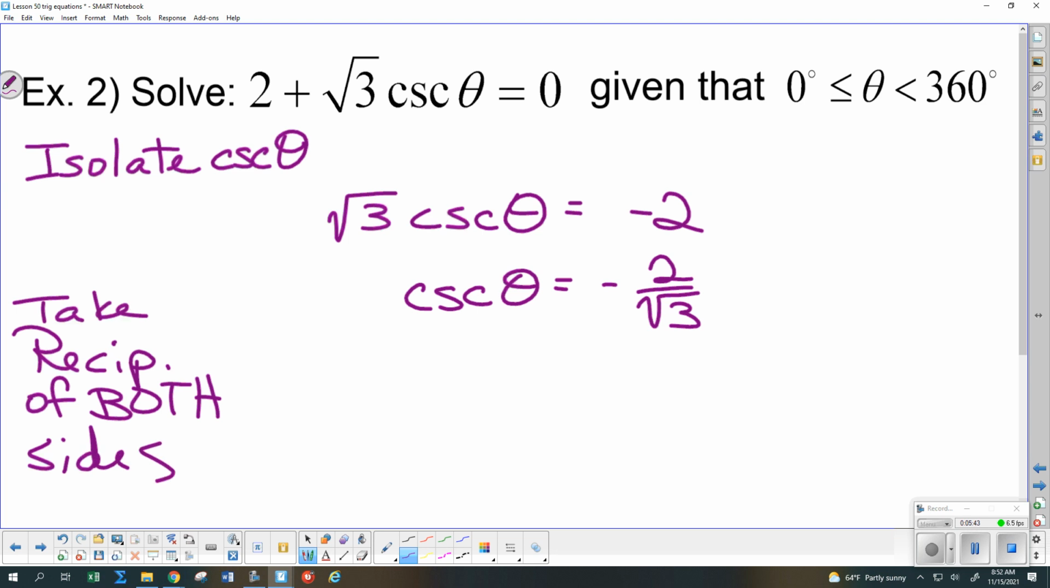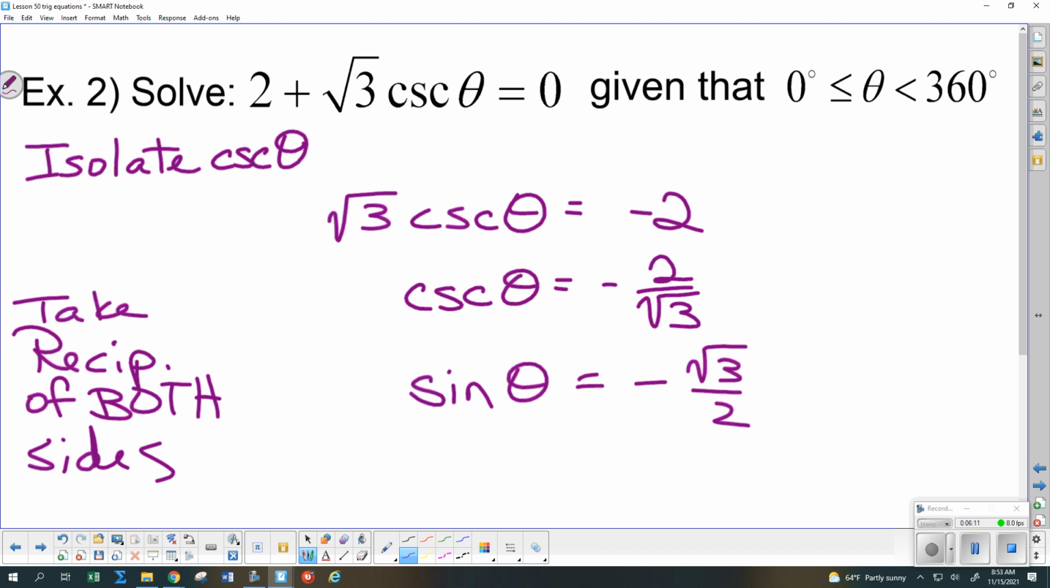That means for the side that has the trig function that I don't know the unit circle for, I take its reciprocal, and the reciprocal of cosecant is sine. Now on the other side, to take the reciprocal, I have to turn it upside down. So negative root 3 over 2. Reciprocals just turn a fraction upside down.